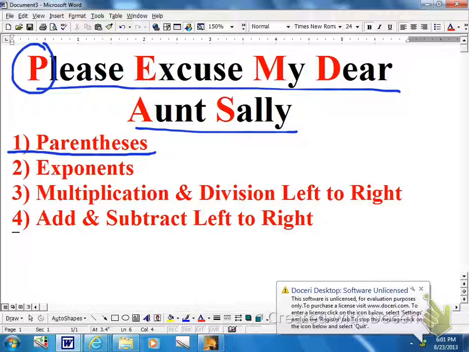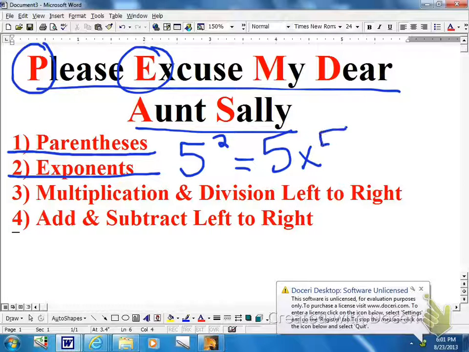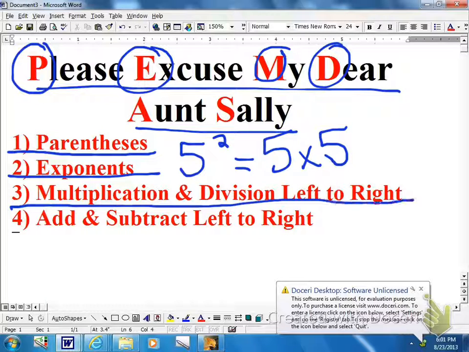Number 2, second thing to do. E, exponents. Exponents are something like 5 to the second power, meaning 5 times 5. Now, I didn't have any exponents in that problem either, so I don't do those. Then I have my dear, or M and D. This is multiplication and division left to right. Multiplication is not more important than division, nor is division more important than multiplication. It is solved left to right in the problem, whichever you come to first.